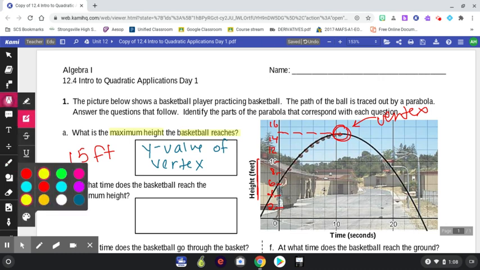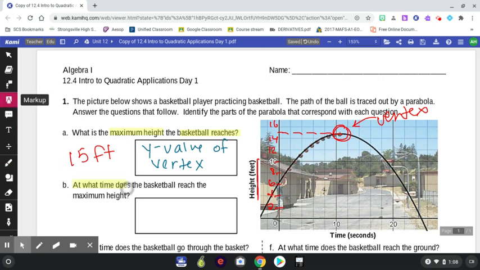The next one says that I need to look at what time does the basketball reach the maximum height. So I'm actually still focused on this vertex, this maximum height part of the graph, but this time I'm going to look at the time that occurs, which means I'm looking at an x answer, okay? And again, I should determine what the scale is. 1, 2, 3, 4. It takes 5 tick marks to get to 10, and so this also must be going by 2s.